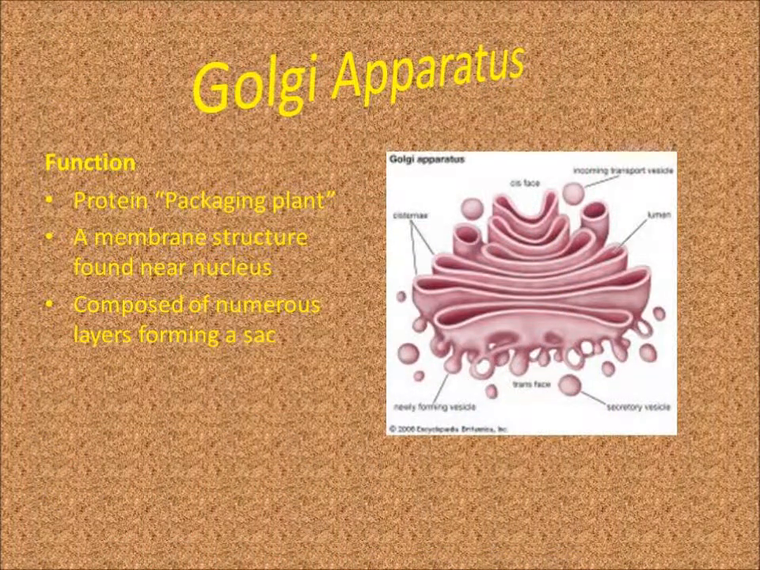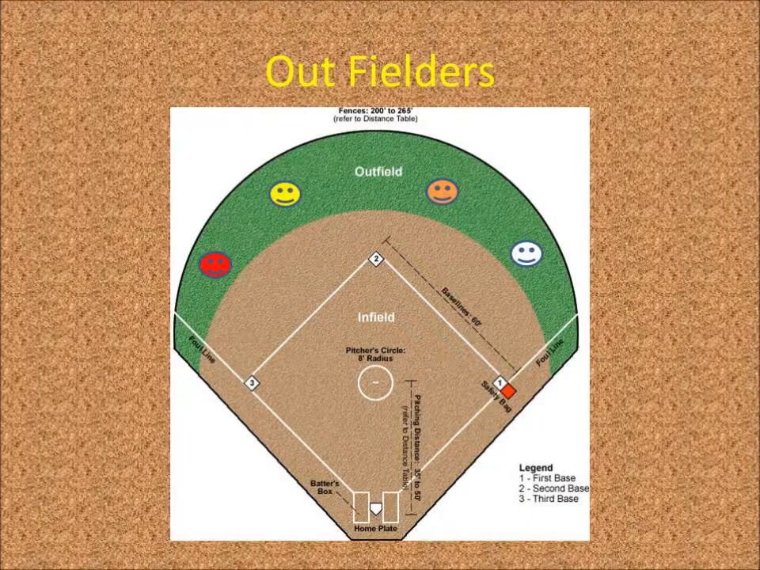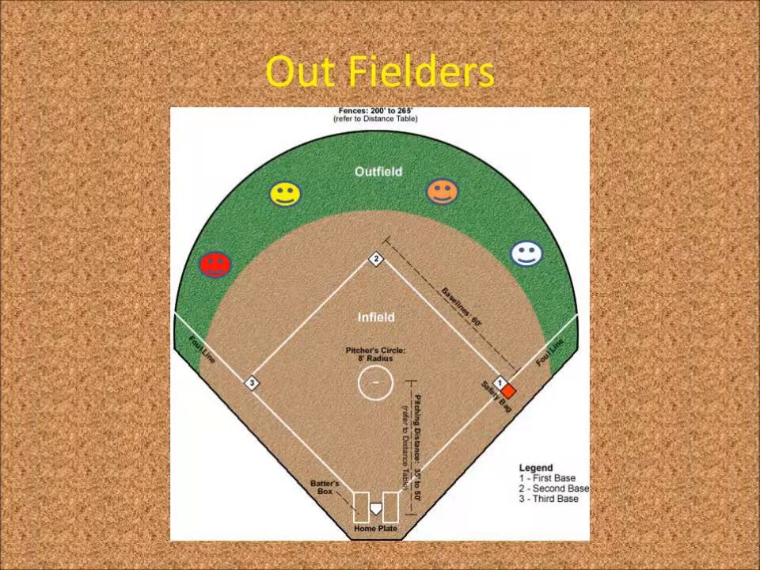The Golgi apparatus. The Golgi apparatus is the packaging plant. A membrane structure found near the nucleus and composed of numerous layers forming a sac. We compared the Golgi apparatus to the outfielders.